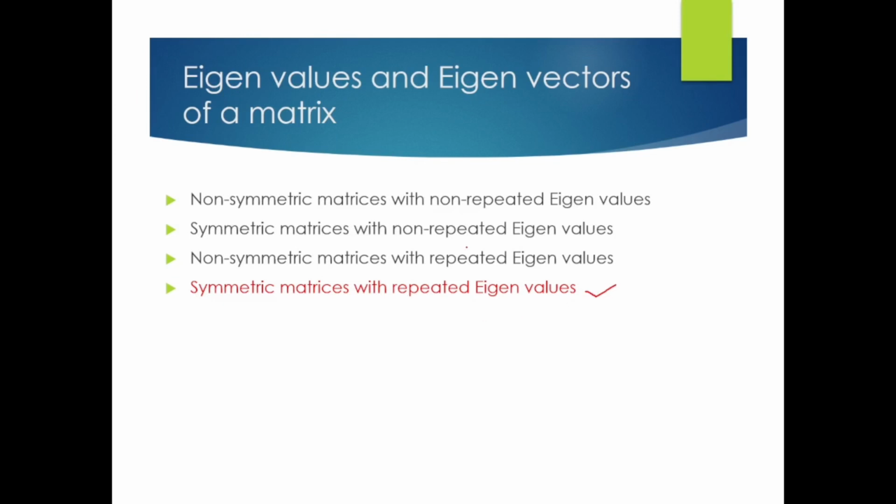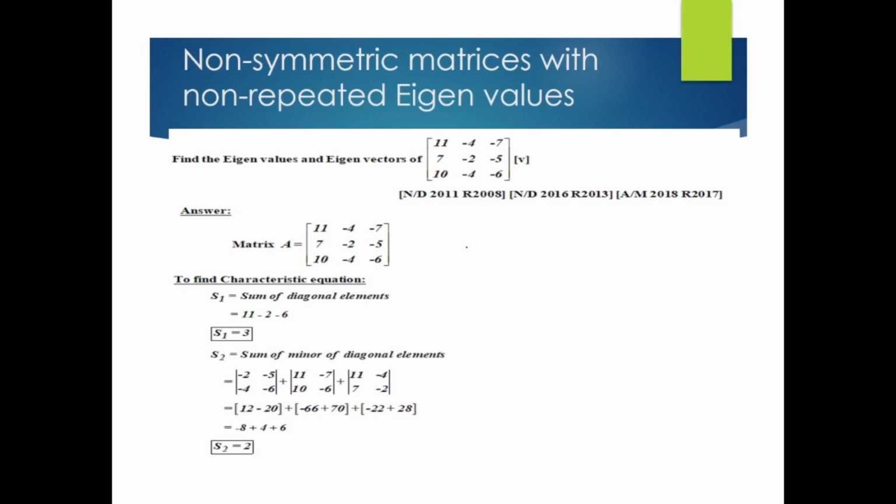Now we will see one type of problem with a 3 by 3 matrix: non-symmetric matrices with non-repeated eigenvalues. The question is, find the eigenvalues and eigenvectors of the given matrix 11, minus 4, minus 7; 7, minus 2, minus 5; 10, minus 4, minus 6. What I have mentioned here is the year of the question in the semester. Now let me take the given matrix as matrix A.